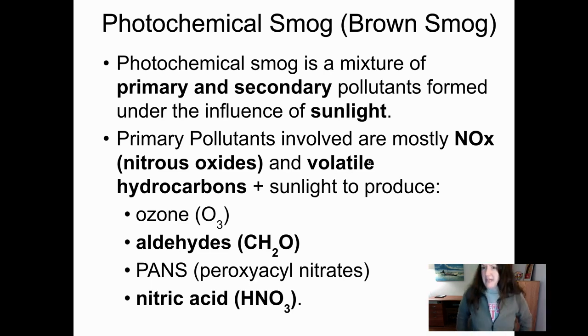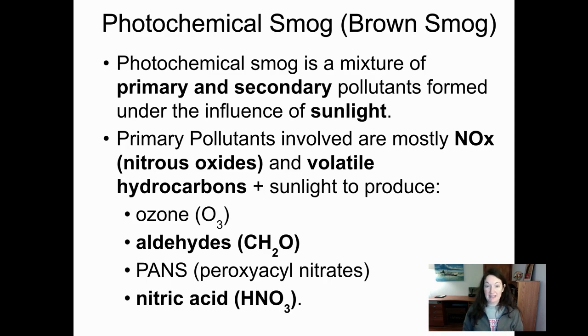Let's talk about some of the different types of pollution that we might see. Photochemical smog. So photo is light, chemical is chemical, obviously. So this is the chemicals that mix with light, and it creates this smog, the brown smog that we usually see on cities. It's a mixture of both primary and secondary pollutants under the influence of sunlight. Again, that photo part is indicating sunlight. Primary pollutants involved are mostly nitrous oxides and then volatile hydrocarbons. Again, the fossil fuels are a major source of those hydrocarbons.